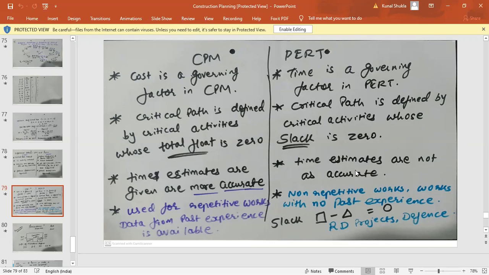Suppose I'm going for any research project. Research, when I'm going to do it, I don't know anything about that, right? So if you are going for a research project, you do not have any past data. Same way for any defense project. Whenever you are going for a defense project, the design will be different every time, because if you have the same design, then it is a leak in the plan. So that is why you have to have a different design of the project each and every time.